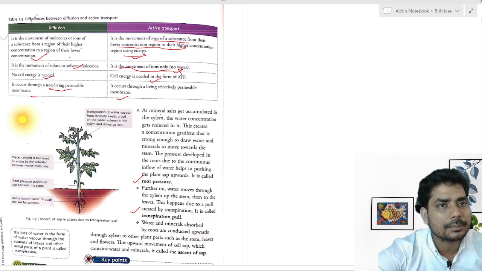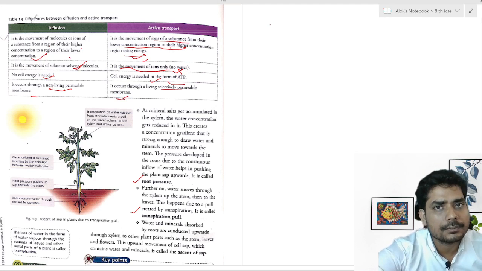Diffusion is done without energy, and active transport is done with the help of energy in the form of ATP. In diffusion, the solvent molecules move, while in active transport only ions move, no water. Diffusion occurs in a non-living permeable membrane. Active transport occurs in a living, selectively permeable membrane.